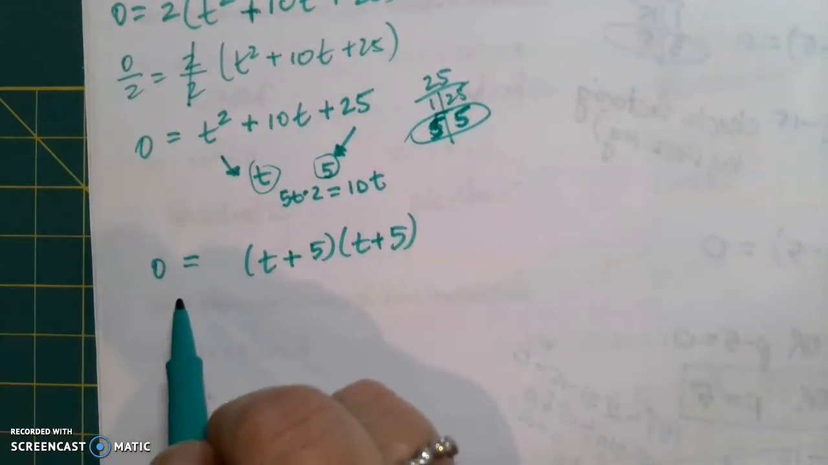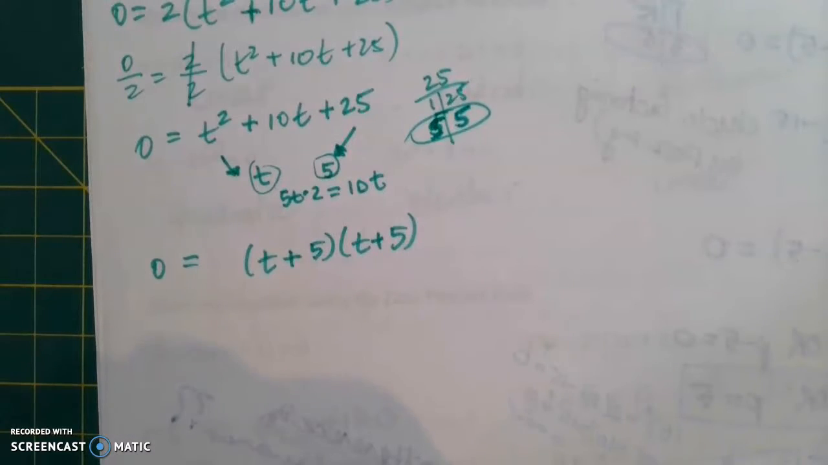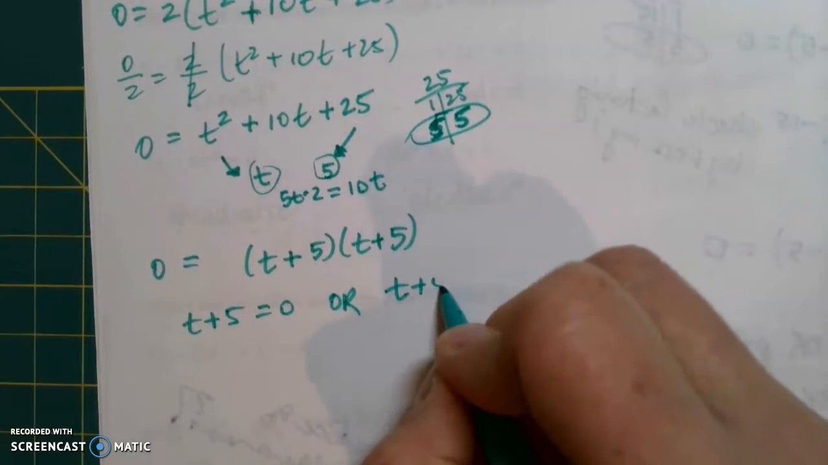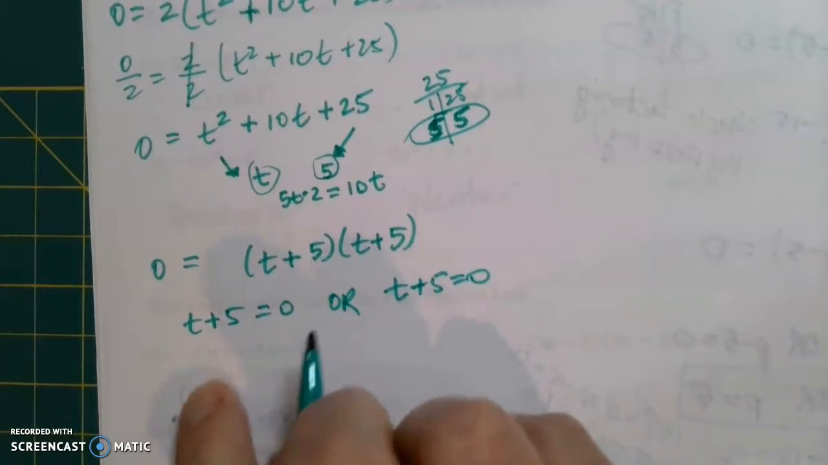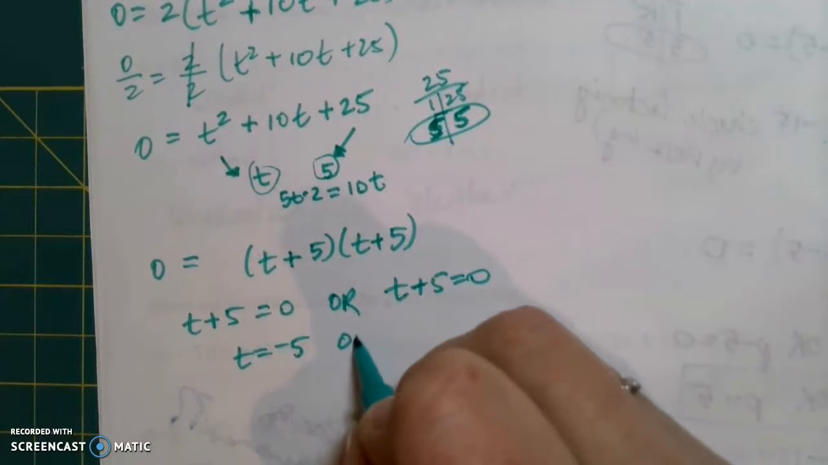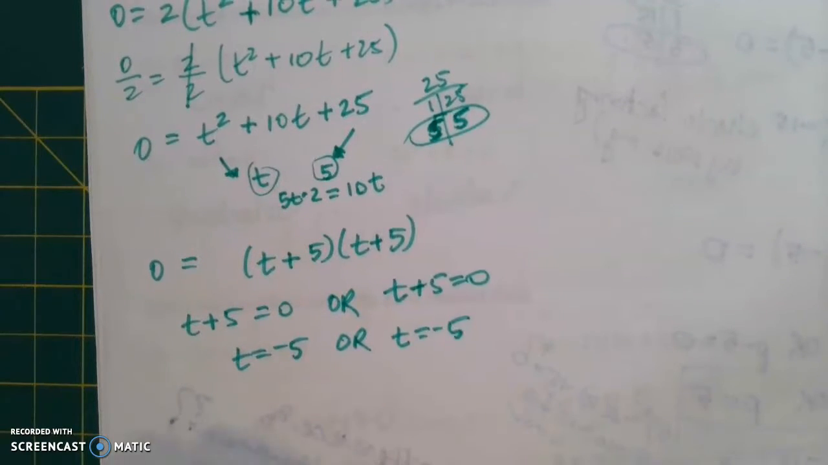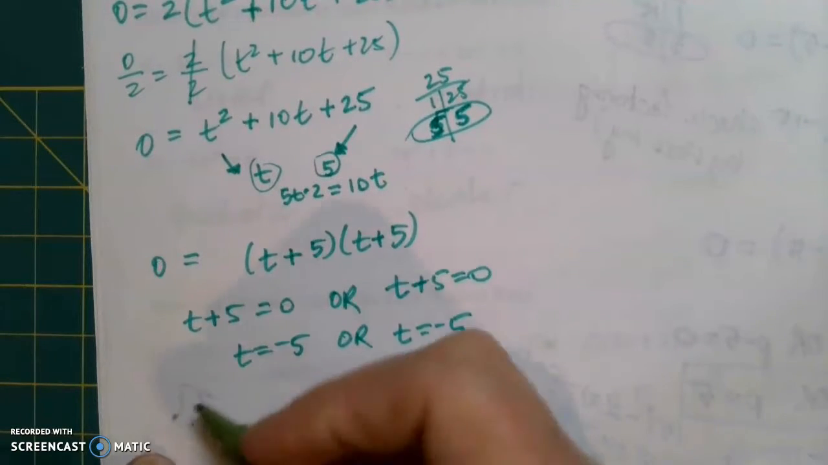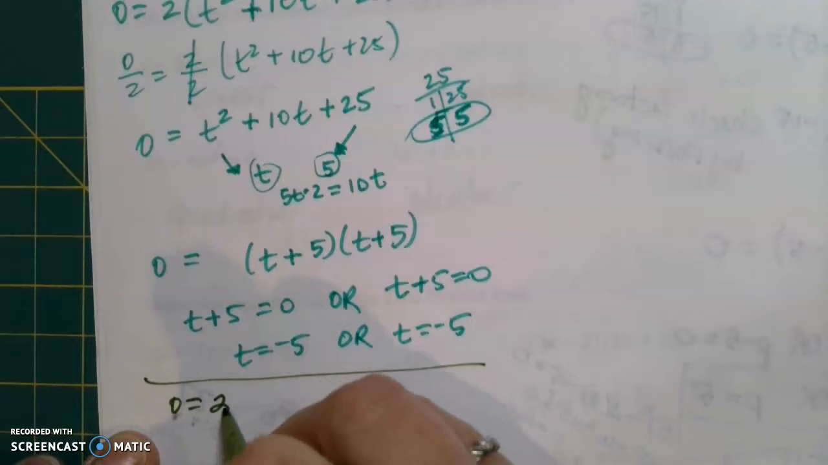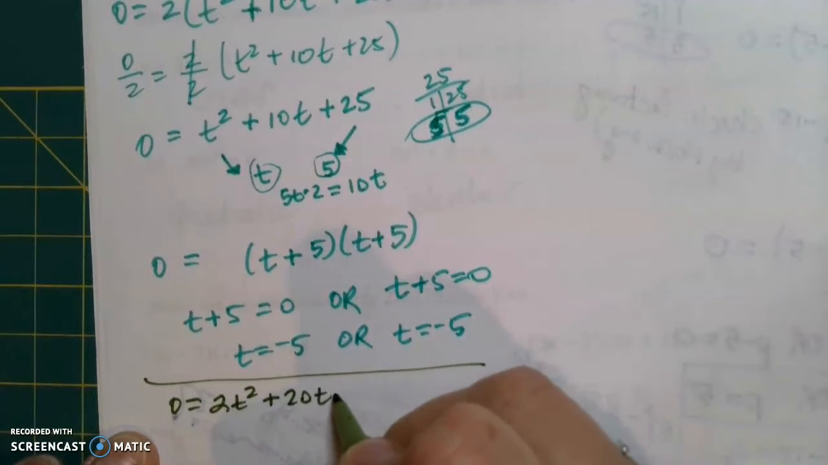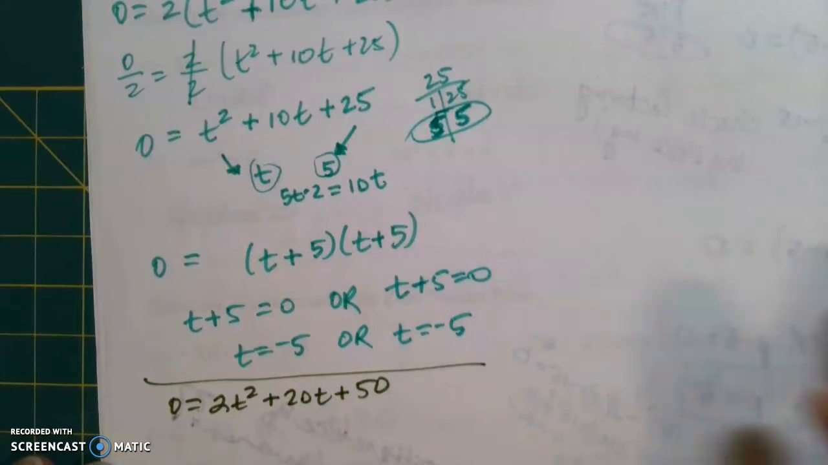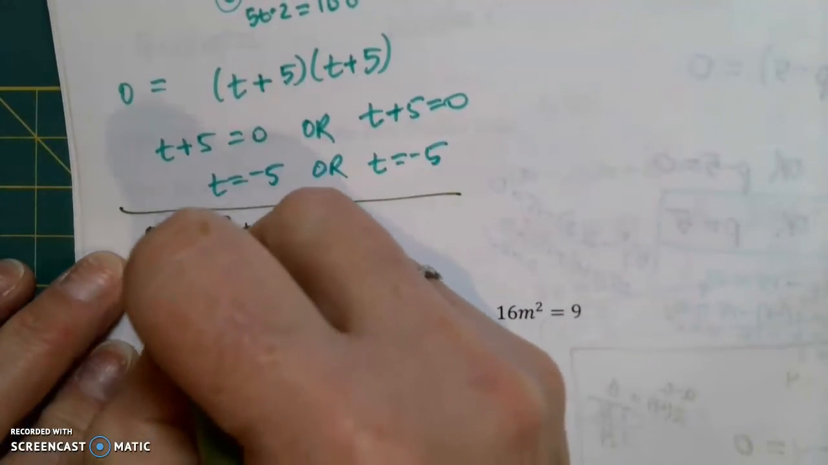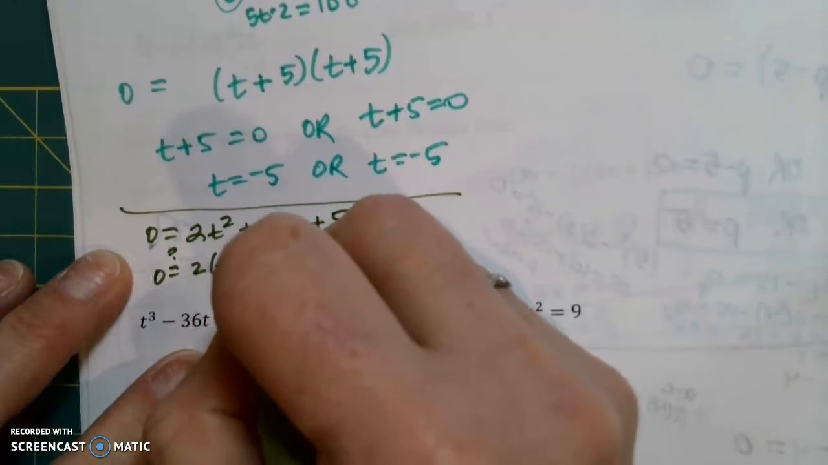And then now I have 0 set equal to a bunch of things multiplied together. So set each of those equal to 0. Of course, it is the same term, so it is the same binomial, so we know we're going to get -5 for both of these. And then it's a matter of going back to the very top, the original equation, so 0 equals 2t squared plus 20t plus 50, and plugging the -5 in there to verify that it is, in fact, a solution. So will this be it if I put -5 in here?